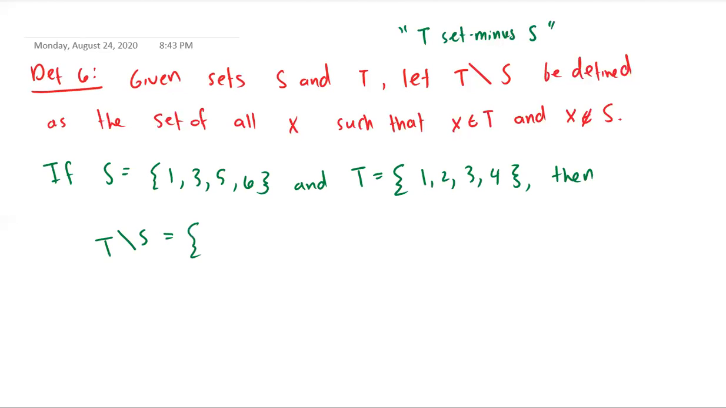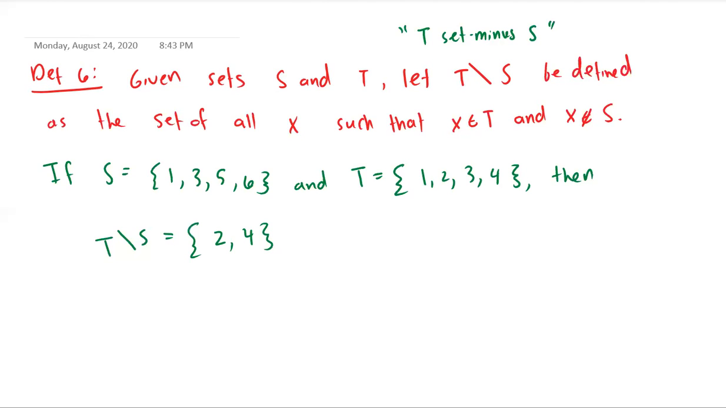So let's see. 1 is in T, okay, good, but it's also in S, so we can't use that one. 2 is in T, and it's not in S, so we include 2. 3 is in T, but it is also in S, so we don't include 3. 4 is in T, and it's not in S, so we include 4. And that's T set minus S.